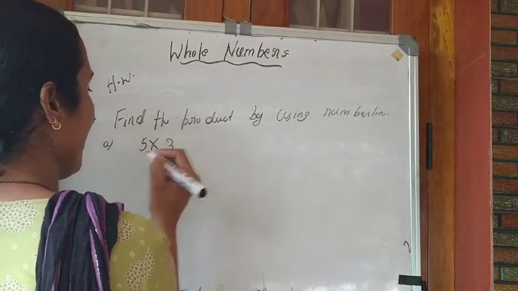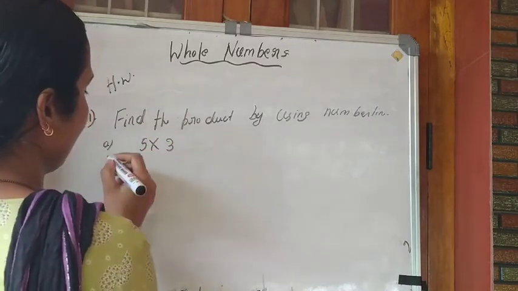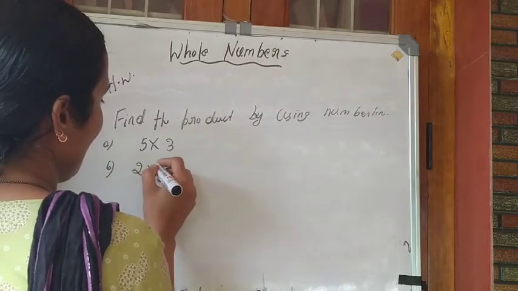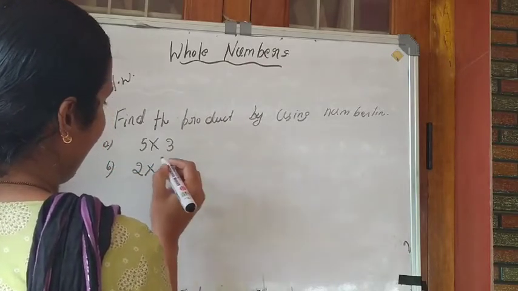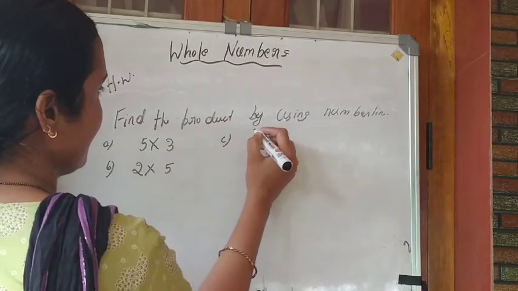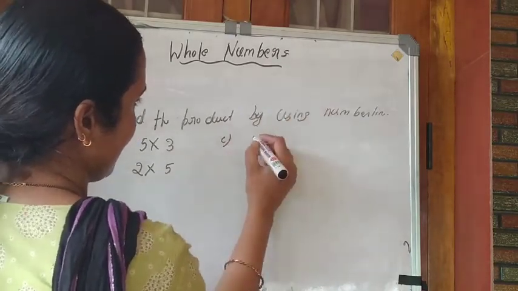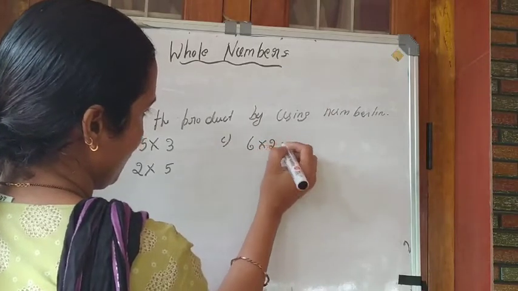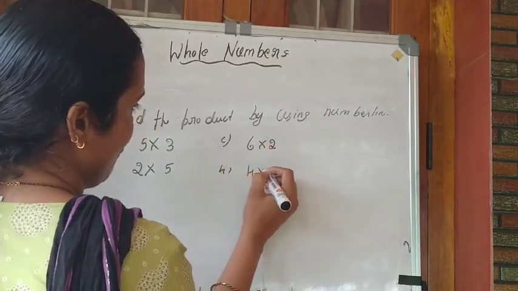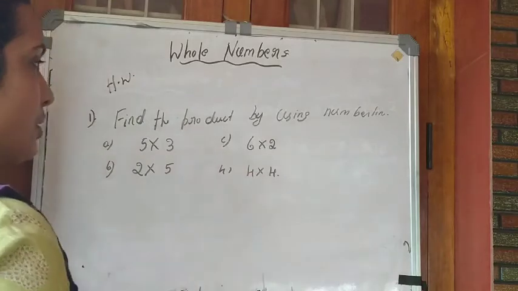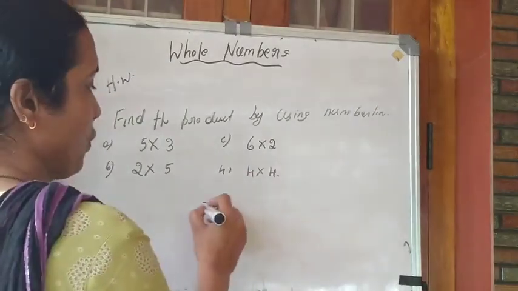5 into 3, 2 into 5, 3 into 6, 6 into 2, 4 into 4. This is the homework problem.